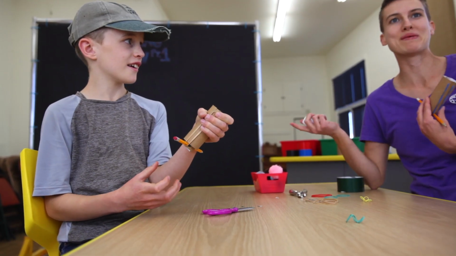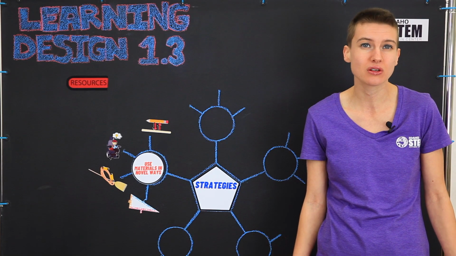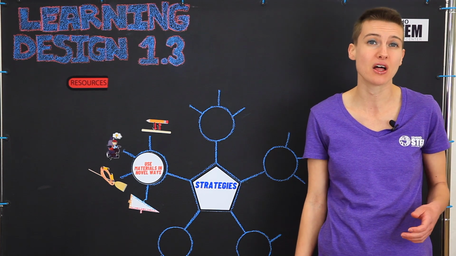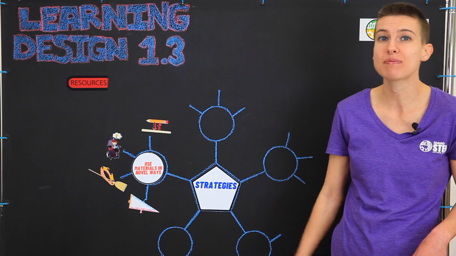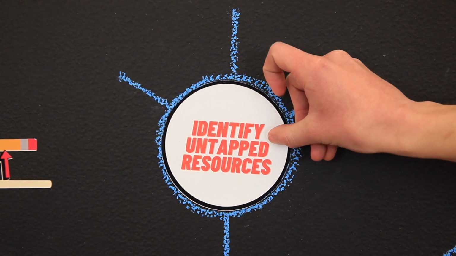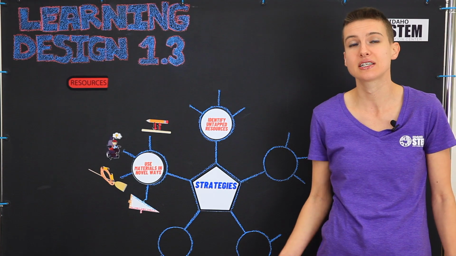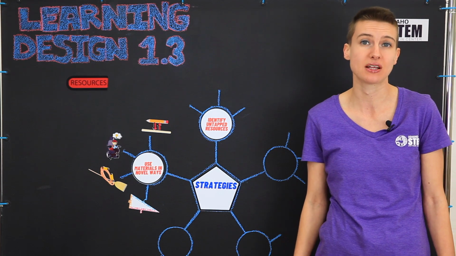The original design called for a wooden dowel to use for the handle, but I replaced it with something I already have a lot of, pencils. The second strategy is to identify possible untapped resources in your community or on the internet, and to consider how you might integrate them into an upcoming lesson or program.